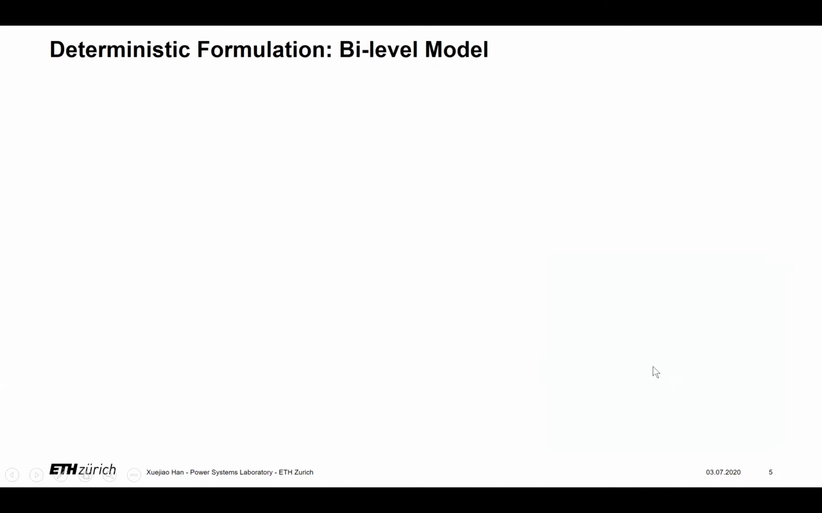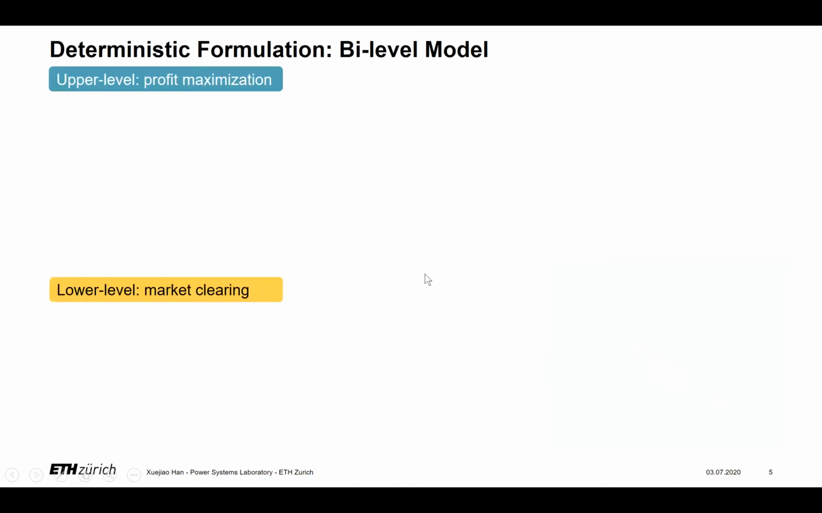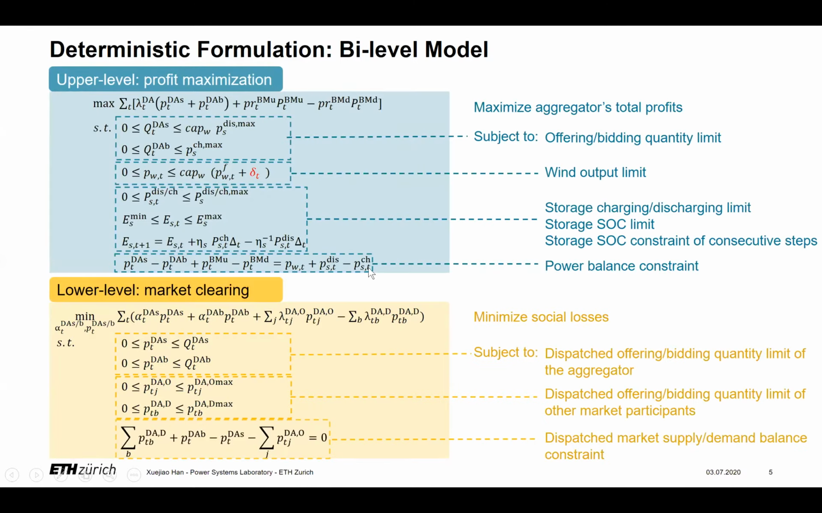As I've mentioned, the aggregator bids into the market considering its market power, so here we use a bilevel model structure to model this kind of behavior. The upper level is a profit maximization problem, and the lower level is a market clearing problem. In the upper level, the objective is to maximize the profits of the aggregator from both the day-ahead market and the balancing market. The constraints we consider are the offering and bidding quantity limit constraints, the wind output limit, the operational constraints of the storage units, and the power balance constraint of the aggregator.